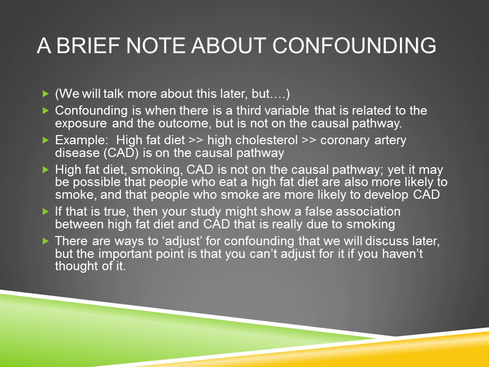This is just a brief note about confounding. We'll talk more about this later in the next lecture. But confounding is when there's a third variable that's related to the exposure and the outcome, but it's not on the causal pathway. So the example that I always think about is if you're looking at the exposure as a high-fat diet and the outcome is coronary artery disease, or CAD, then high cholesterol is on the causal pathway. People who eat a high-fat diet are more likely to have high cholesterol, and people who have high cholesterol are more likely to have CAD.